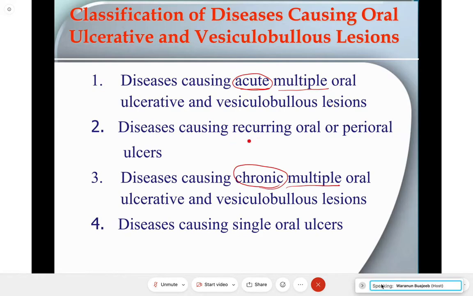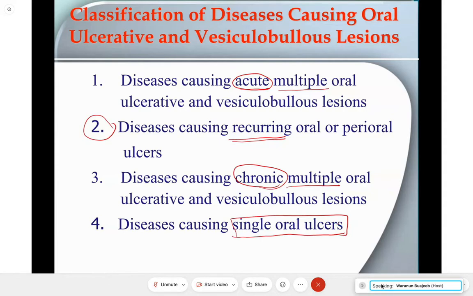But if there is a history of recurrence, whether presenting with single or multiple lesions, it will be grouped in this group, the recurring oral or perioral ulcers. But if it's causing a single ulcer, which can be acute or chronic, but just single and no history of recurrence, we will group it into single oral ulcers.